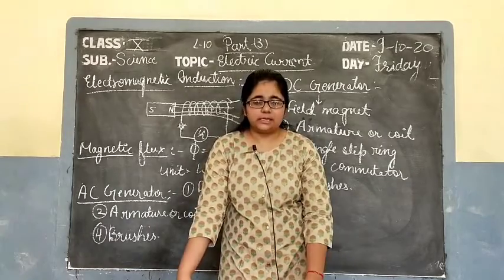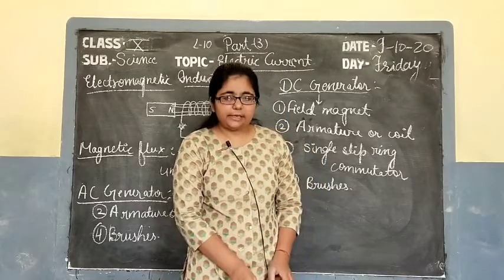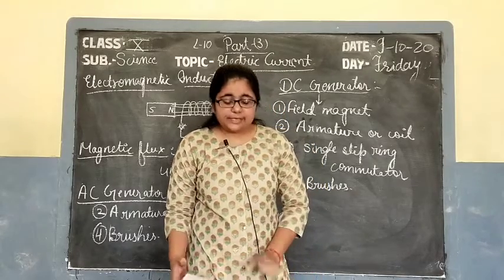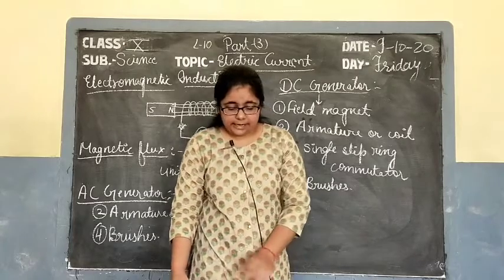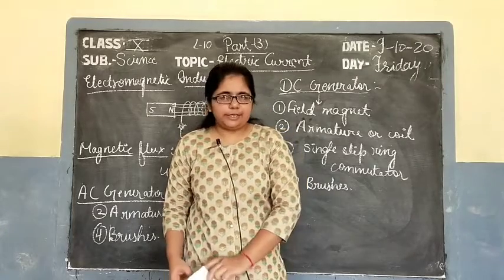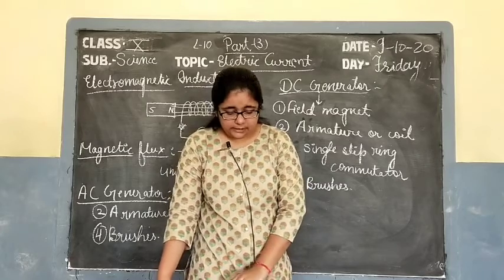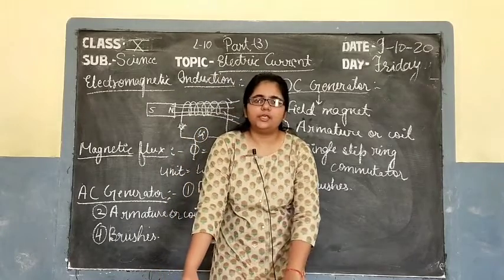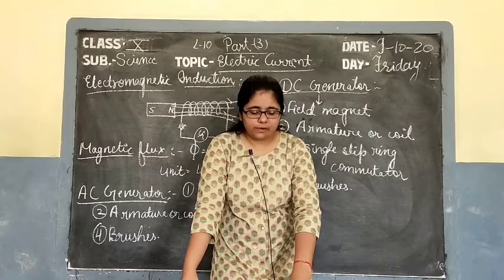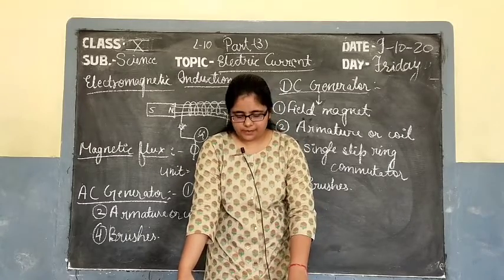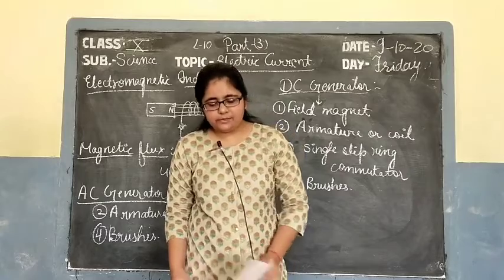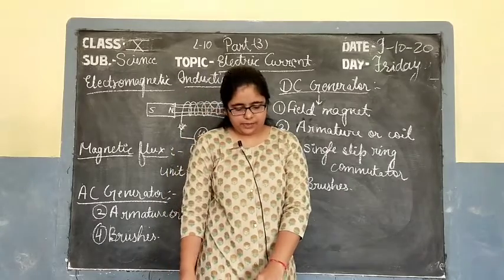In the previous class, we started the topic electric current, in which we discussed first of all the basic definition of electric current, then resistances and potential differences. Then in the next class, we discussed the combination of resistances. First of all, series combination, and second one was parallel combination. After that, we solved some numericals based on these combinations.